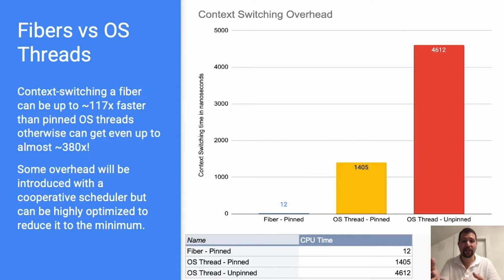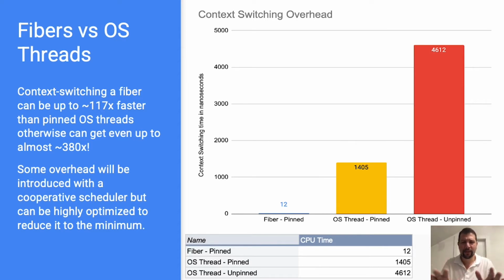This benchmark clearly shows and highlights the amount of extra operations that the kernel has to carry out when context switching a thread. A fiber can be context switched in about 10 nanoseconds, almost 120 times faster than a pinned thread, and almost 400 times faster than an unpinned one.